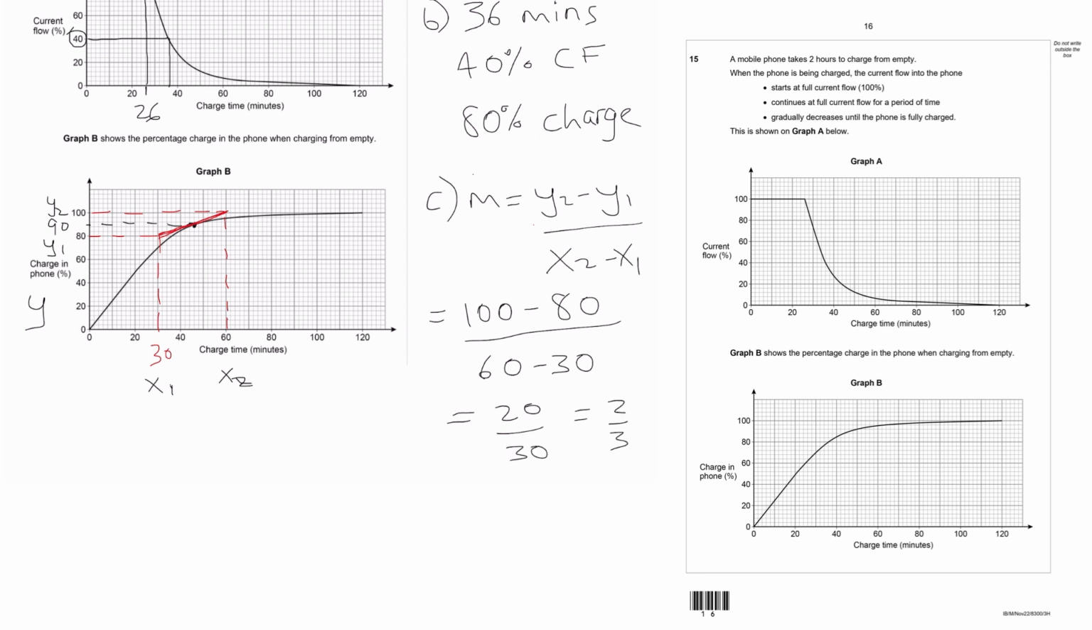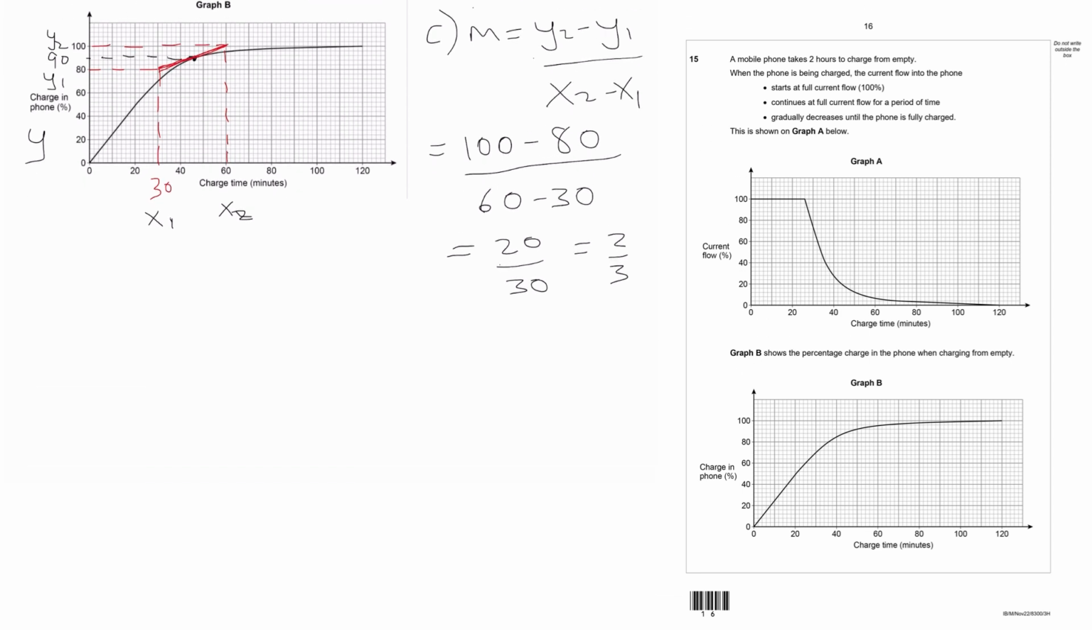So what we're saying here is at 90% charge, the rate of increase is 2 over 3, and let's just make this clear. This is 2 over 3%. So this is a 2 over 3% increase per minute.